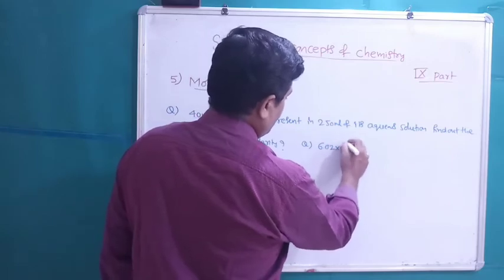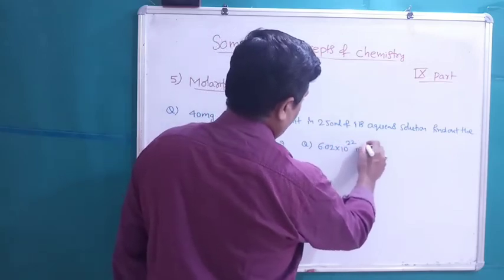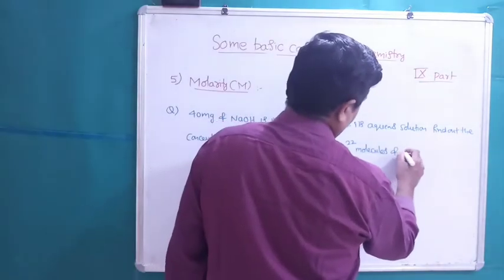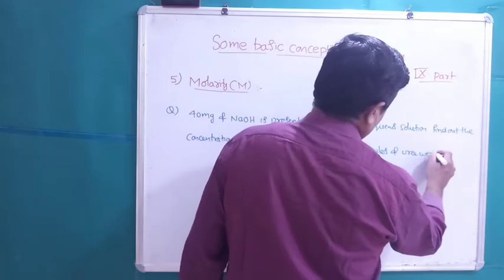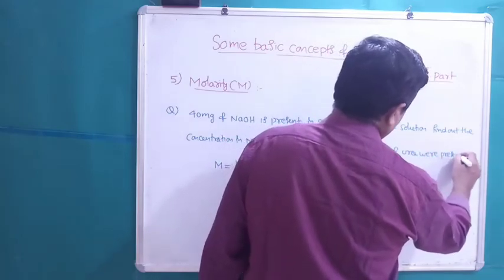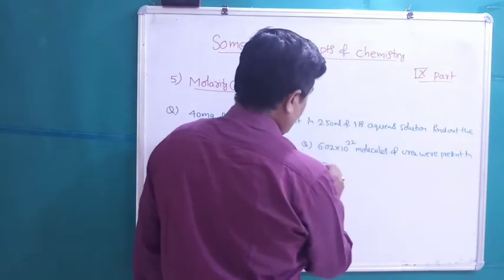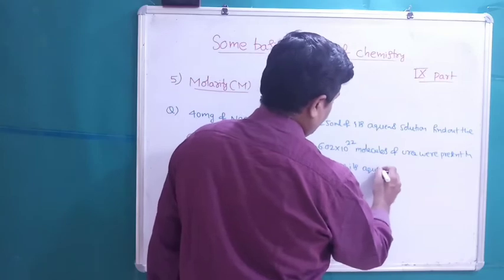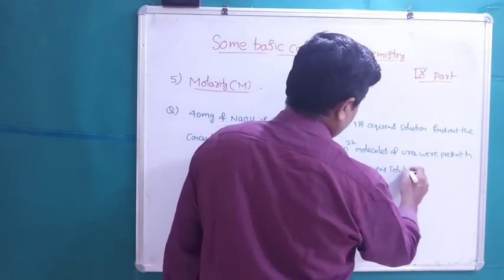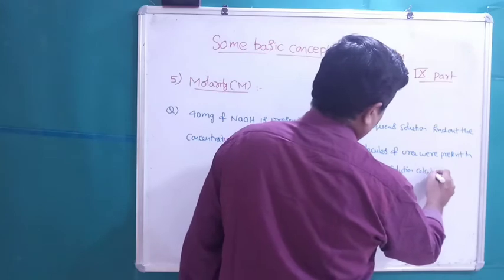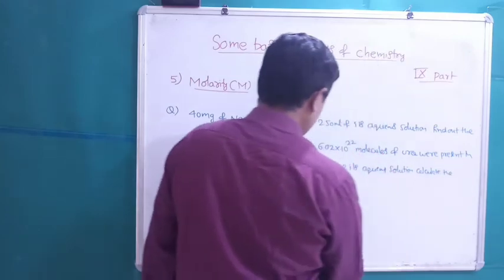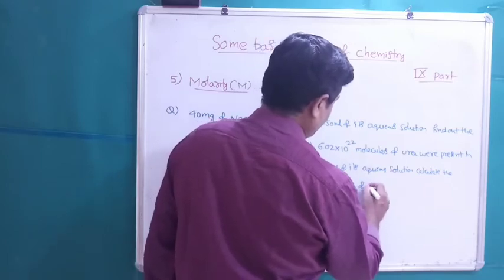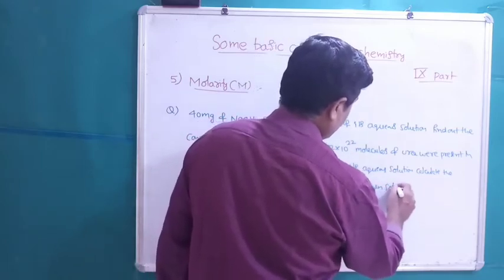Similarly, one more question we will take, students. 6.02 into 10 power 22 molecules of urea were present in 500 ml of its aqueous solution. Calculate the molarity of the given solution.